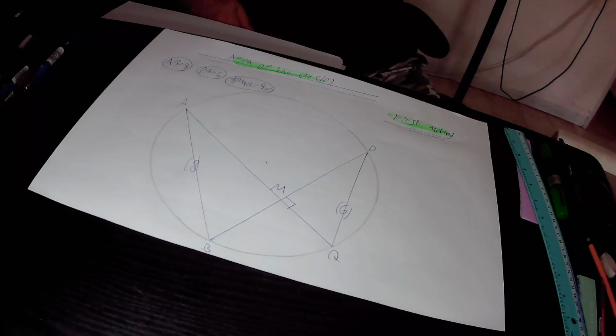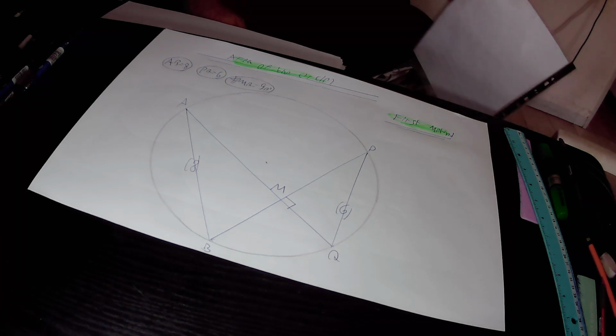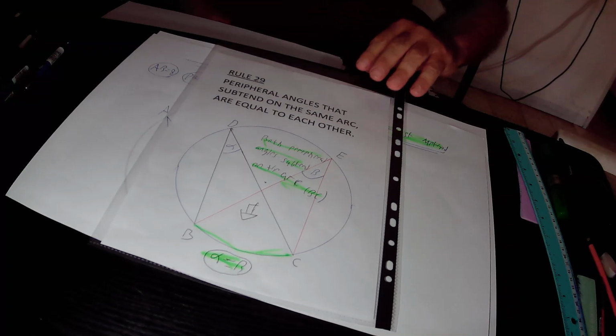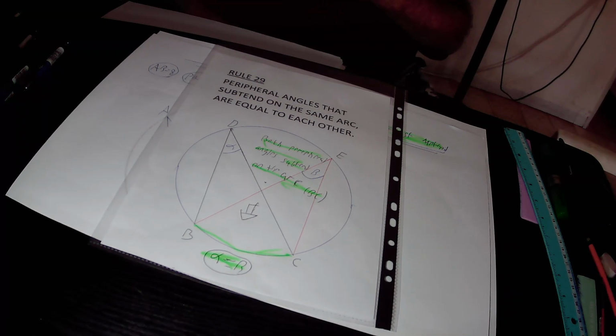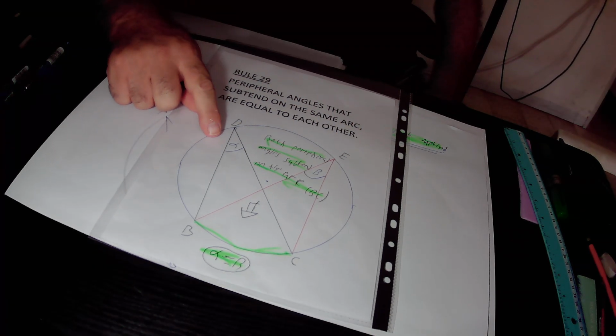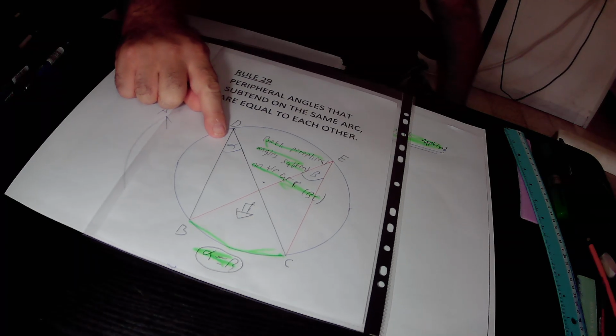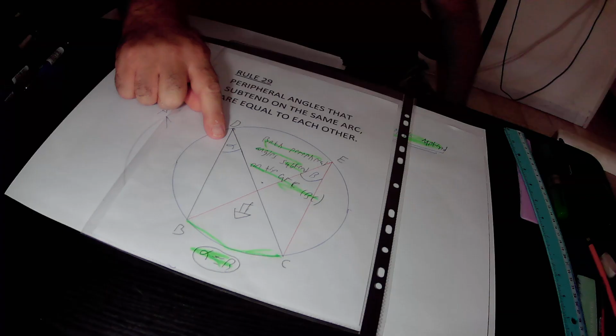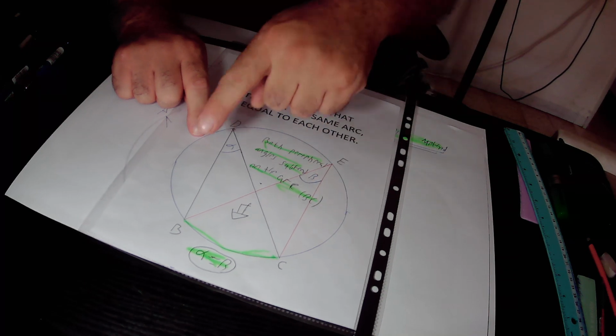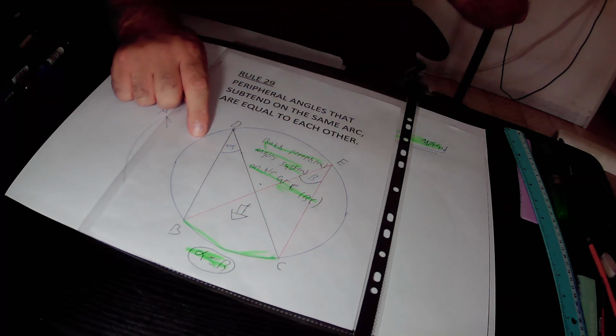So I will present to you rule 29, and we will implement rule 29 in our drawing. According to rule 29, peripheral angles that subtend on the same arc are equal to each other in their sizes. So this is a circle. This is peripheral angle BDC. This equals alpha degrees in its size, and the peripheral angle BDC subtends on arc BC. Again, peripheral angle BDC subtends on this arc BC.